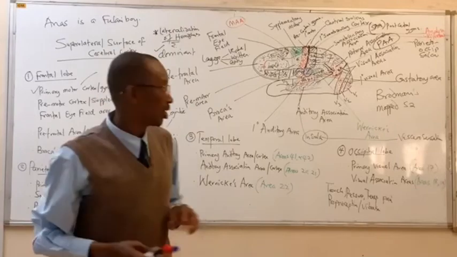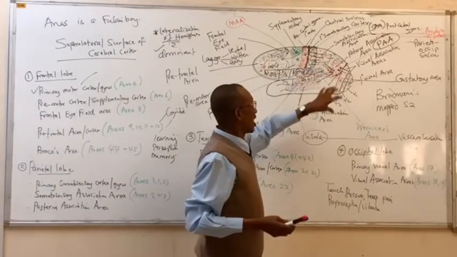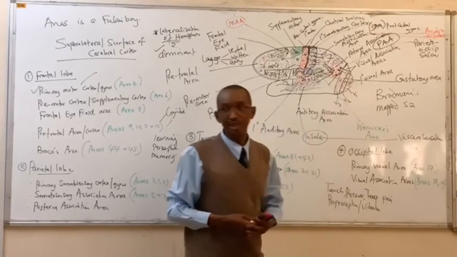So now we've seen the parietal lobe. And so the other lobe of interest that we are going to discuss is the occipital lobe.